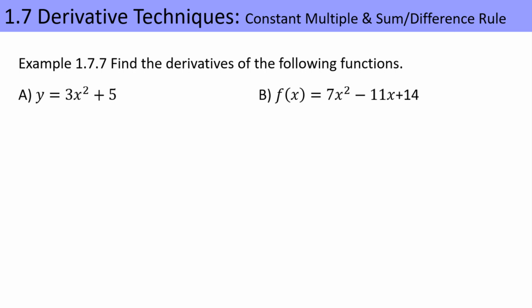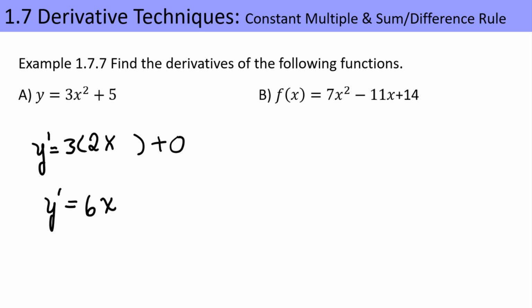A. Y equals 3x squared plus 5. We begin this by writing y prime. The constant stays put, and now we take the derivative of x squared, which means we bring the 2 down. We have x to the power of 2 minus 1, which is just 1, so we don't need to write that, plus the derivative of 5, which is a constant, so the derivative is 0. Therefore, the derivative y prime is equal to 3 times 2, 6x.